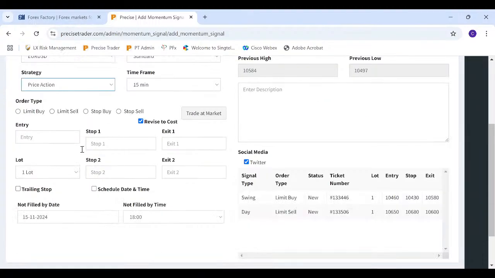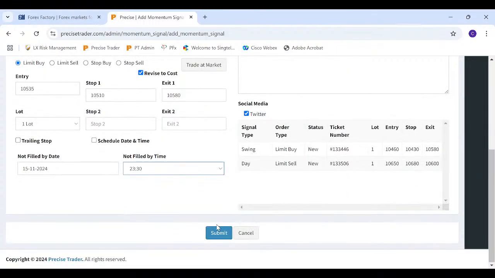So here we try to buy 105.30 or 35, just 5 pips, and stop at, let me see what's the low. The current day low is 25. Previous day low is 495. So maybe we can put the stop at 510. Then exit at 580 or 85. And this one, the expiry is until 2330.